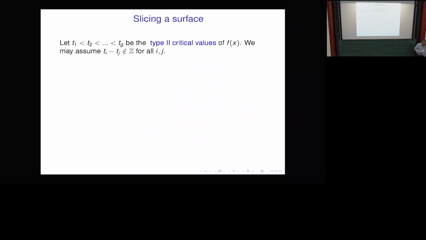Okay, so now let's see how I'm going to slice my surface. I only care about the type 2 critical values, and I may assume by slightly changing the metric that t_i minus t_j doesn't lie in Z. This is just for technical reasons. It's just more convenient for me not to have critical points where I slice. Okay, and now I'm going to take these slices. I will start from T1, so the first one minus 1.